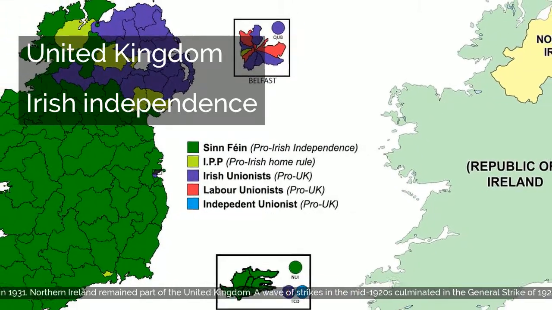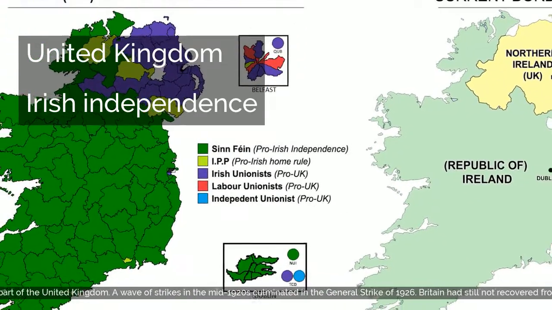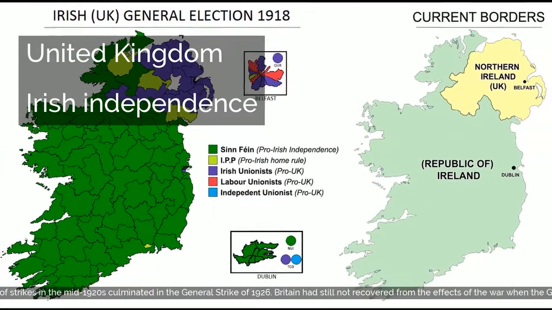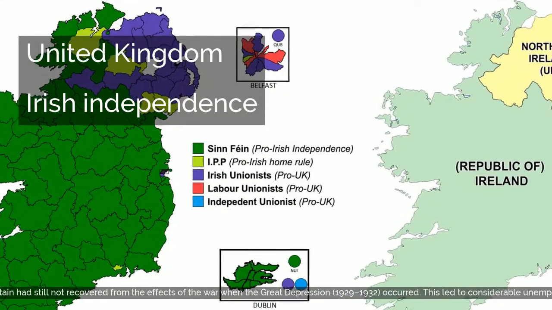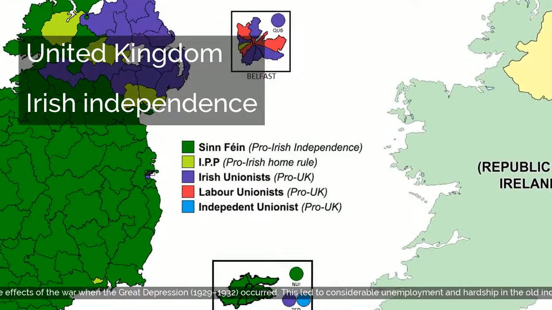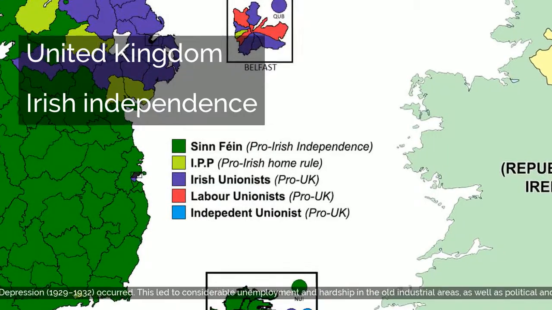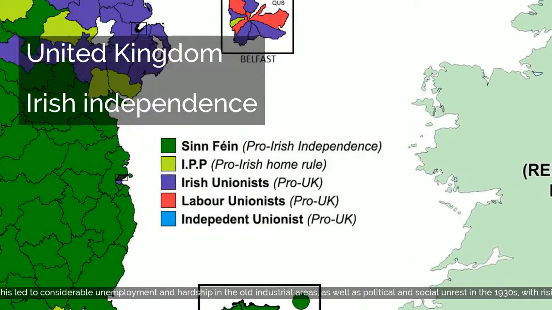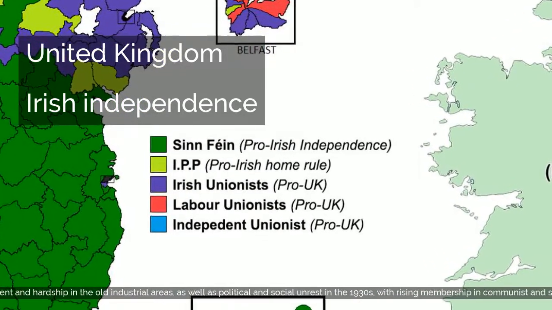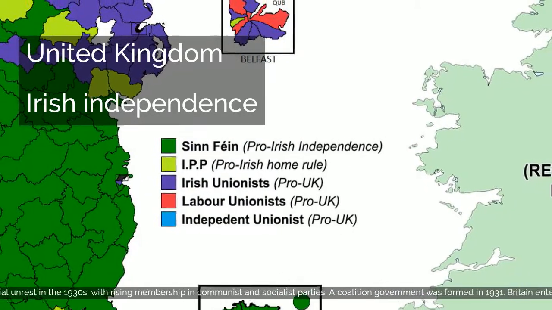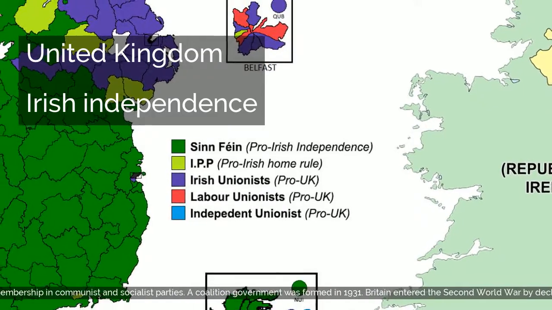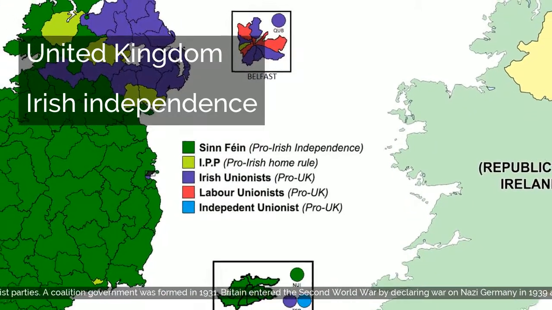A wave of strikes in the mid-1920s culminated in the General Strike of 1926. Britain had still not recovered from the effects of the war when the Great Depression, 1929 to 1932, occurred. This led to considerable unemployment and hardship in the old industrial areas, as well as political and social unrest in the 1930s, with rising membership in communist and socialist parties. A coalition government was formed in 1931.